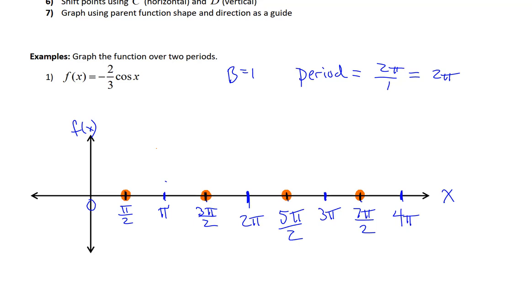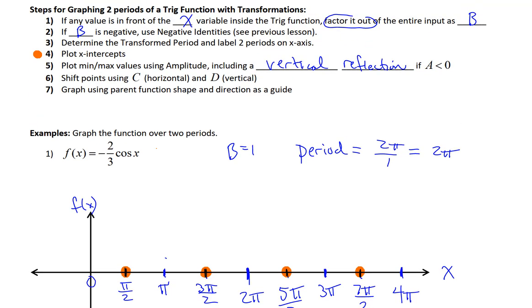And so that'll do it for the intercepts. Let's go back up and just keep an eye on where we are with these steps, right? We just did the intercepts. That was step 4. Step 5 is to plot the min or max values using amplitude, including a vertical reflection if a is less than 0, or in other words, a is negative.